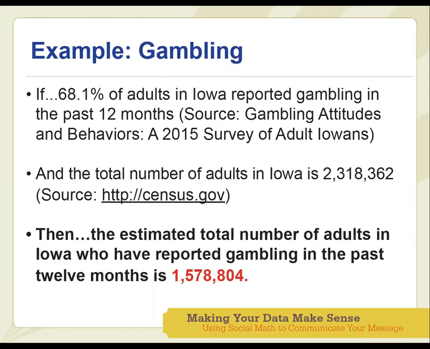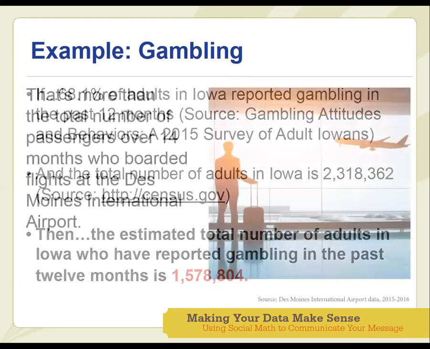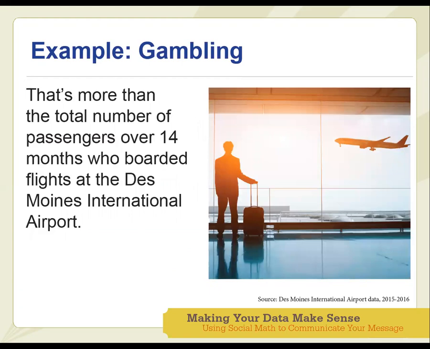You take 0.681 times the 2 million number to get 1,578,804 as the number of adults in Iowa who have reported gambling in the past 12 months. And so the social math equation is that's more than the total number of passengers over 14 months who boarded flights at the Des Moines International Airport. So hopefully what that does is it resonates that that's a lot of people.